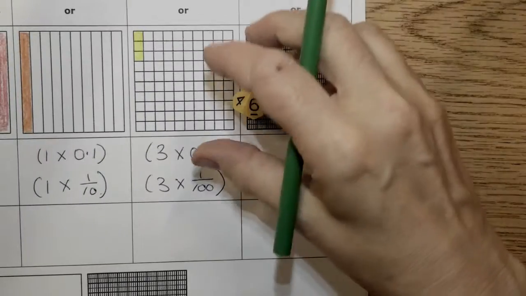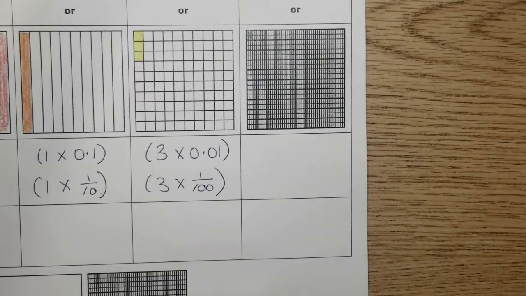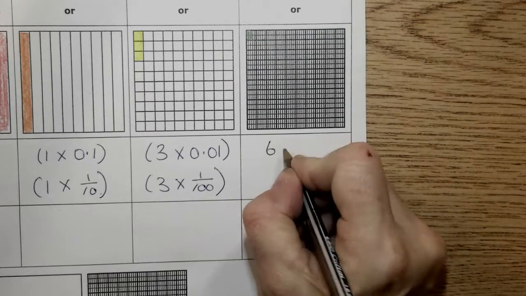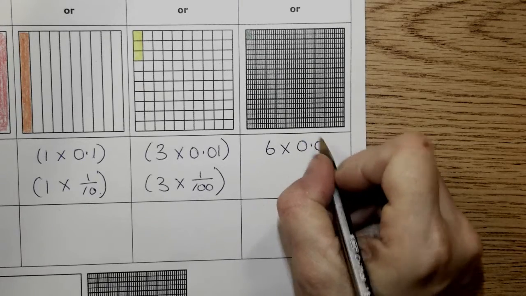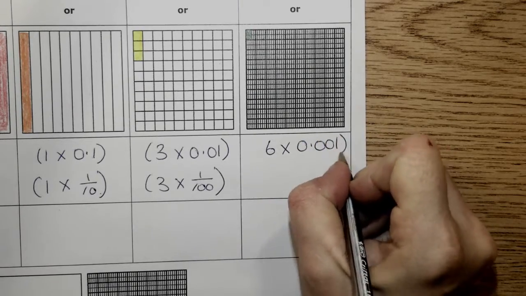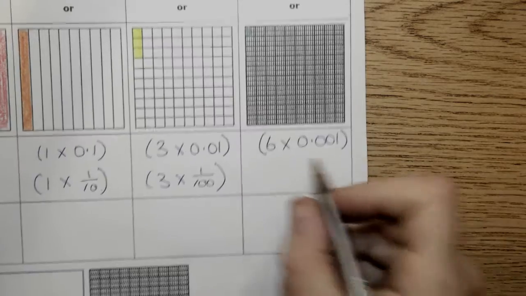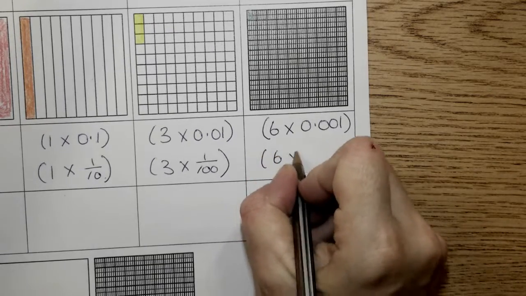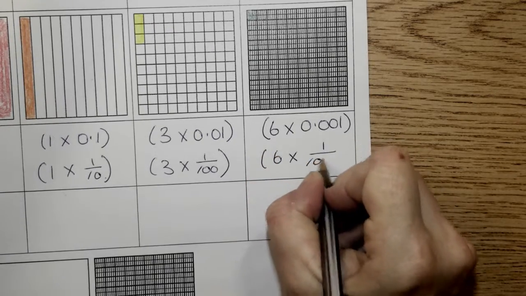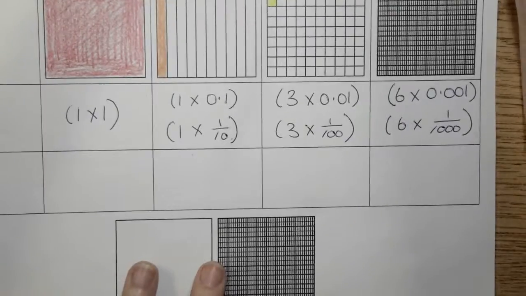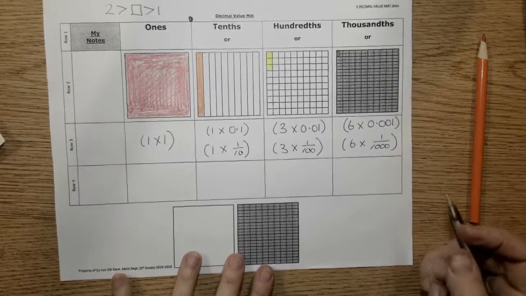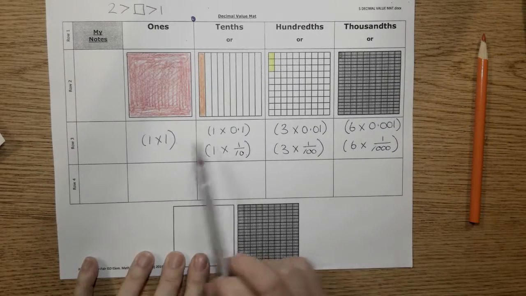Alright, so I'm going to go ahead and do my groups again. How many groups do I have? Well, I have 6 groups of 1,000ths, or I have 6 times 1 over 1,000. Okay, so your mat should look somewhat like this. Now again, remember to pause if you need a little time to catch up. And here's all my groups down here.